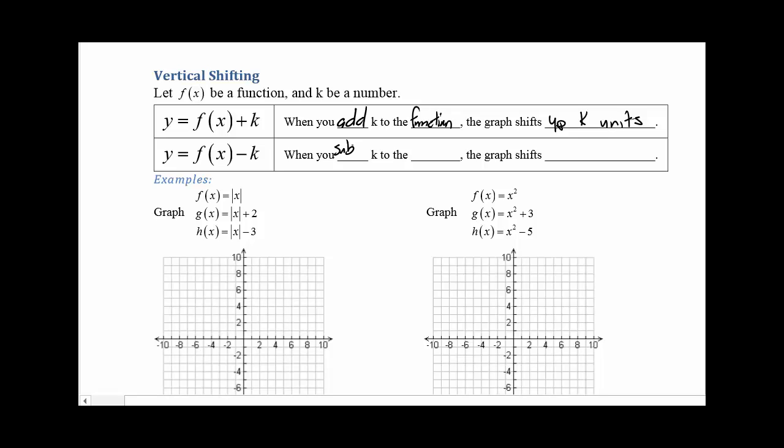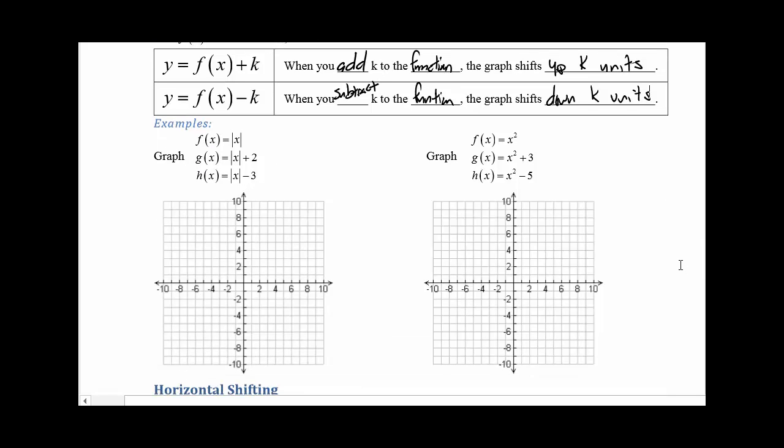When we subtract a constant from the function, then the graph shifts down k number of units. Okay, so visually, let's go in here and take a look at this. Let's start with, we're dealing with the absolute value. So if you remember, it goes through 0, 0, 1, 1, and negative 1, 1. And so I can draw that in. So we're going to do that in black.